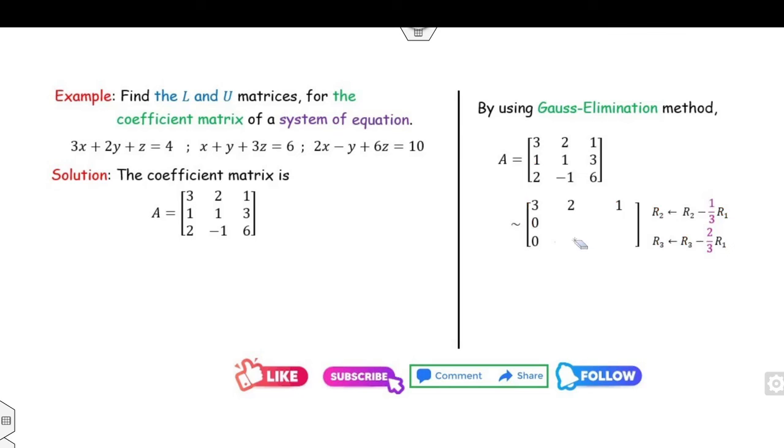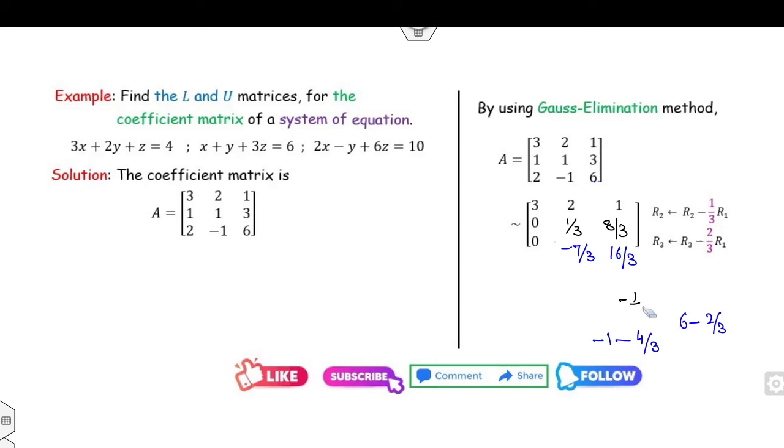Very easy. The first method, you can use this operation like 1 minus 1 over 3. So its value will be 1 over 3. Similarly, 3 minus 1 over 3, 9 minus 1, 8 over 3. Similarly, this value will be minus 1 minus 2 over 3, that's minus 7 over 3. And this value will be 6 minus 2 over 3, so 18 minus 2, that is 16 over 3. This is the first method.